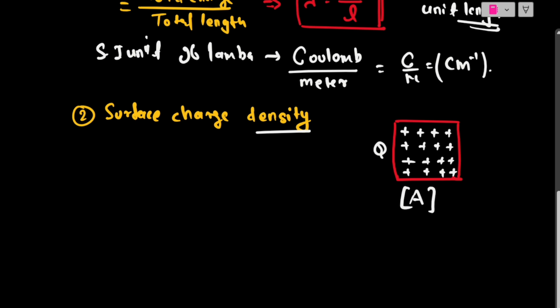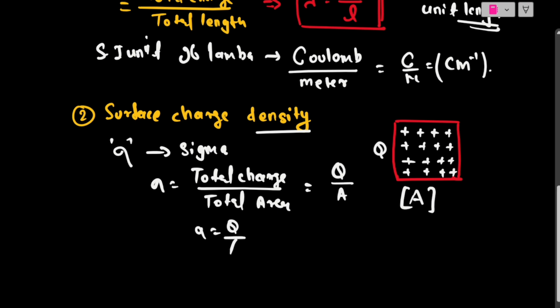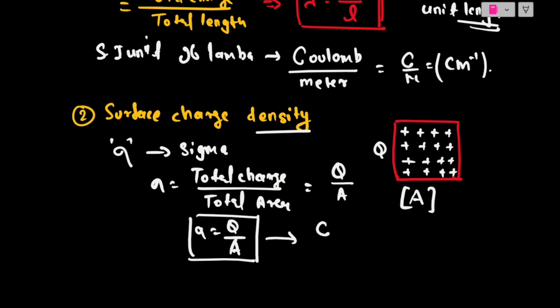Surface charge density is denoted by the letter sigma. So sigma is equal to the total charge over the total area, so it's basically Q over A, right? So sigma is equal to Q over A. Now we can also denote its SI unit, which is Coulomb over meter square. The SI unit of charge is Coulomb and the SI unit of area is meter square. So we can write Coulomb per meter square, or Coulomb meter to the power -2, right?